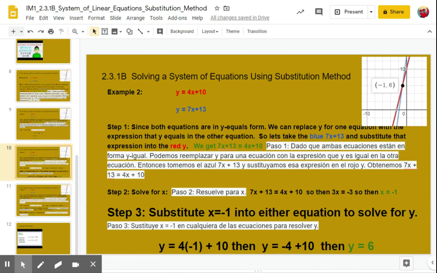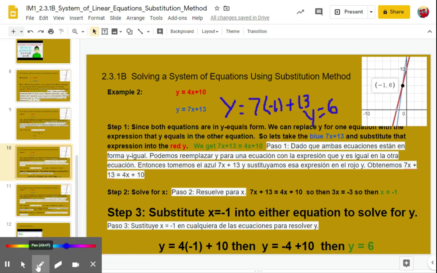So I did the y equals 4x plus 10, the red equation. I substituted -1 in for x. And so then I got y equals -4 plus 10. So we get y equals 6. But just for fun, let's use the blue equation up here and do it together. Y equals 7 multiplied by -1 plus 13. Well, that becomes -7 plus 13. I get the same thing. Y equals 6.